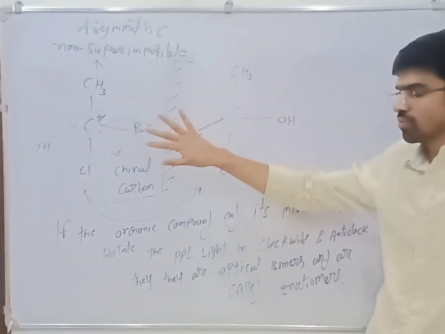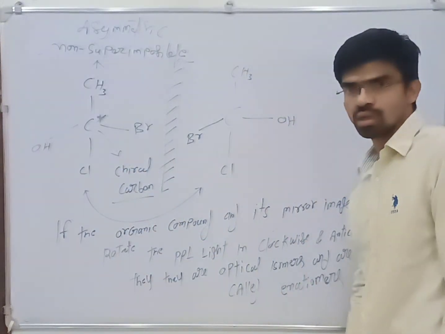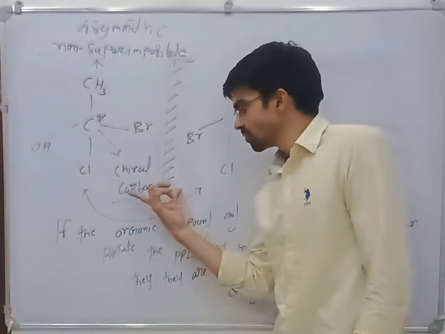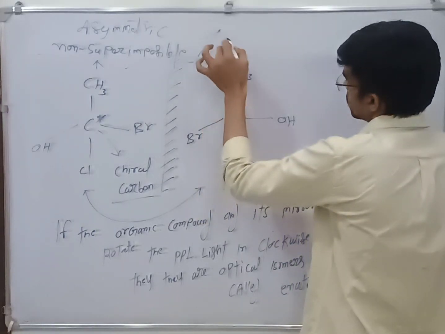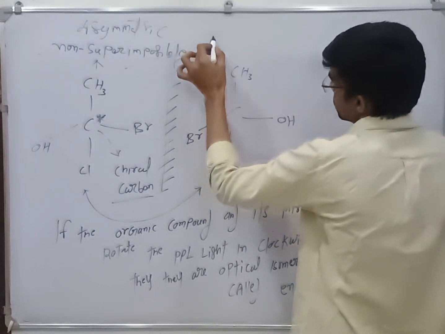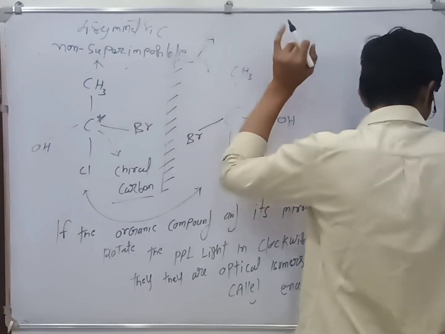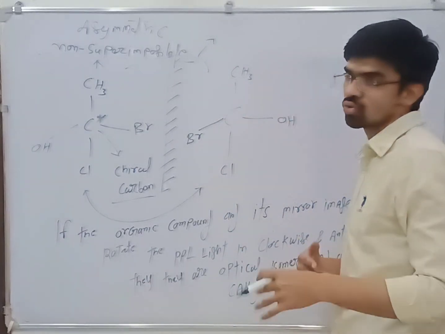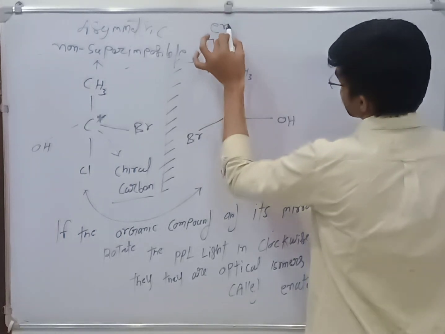So this kind of organic compounds which are showing optical isomerism are called enantiomers. Or organic compounds which form a non-superimposable image are called enantiomers.